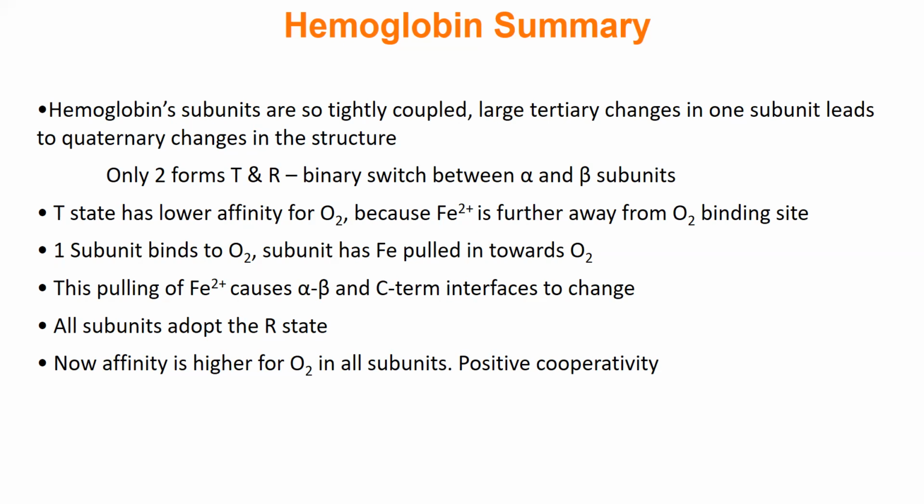When you bind oxygen, iron is pulled towards that oxygen, which causes the F helix to move, alpha and beta interactions change, C terminus change. All subunits can now go to the R state. You have higher affinity for oxygen, positive cooperativity. So there it is again, nicely laid out in words in case you couldn't quite follow what I was saying with the pictures.